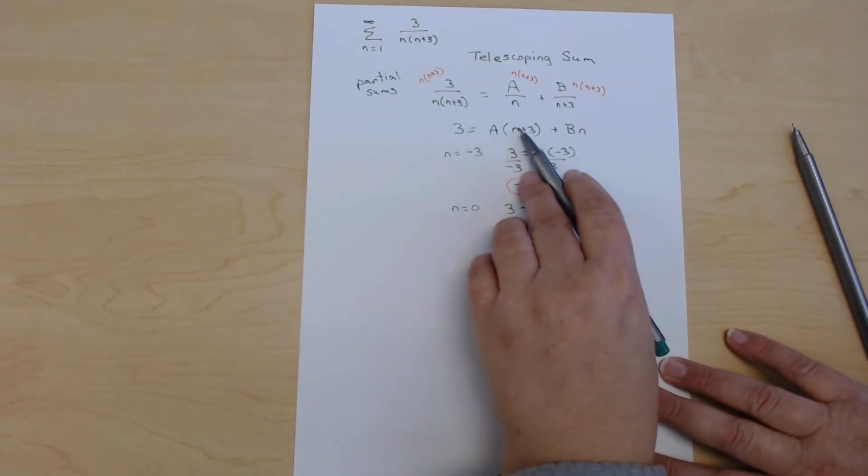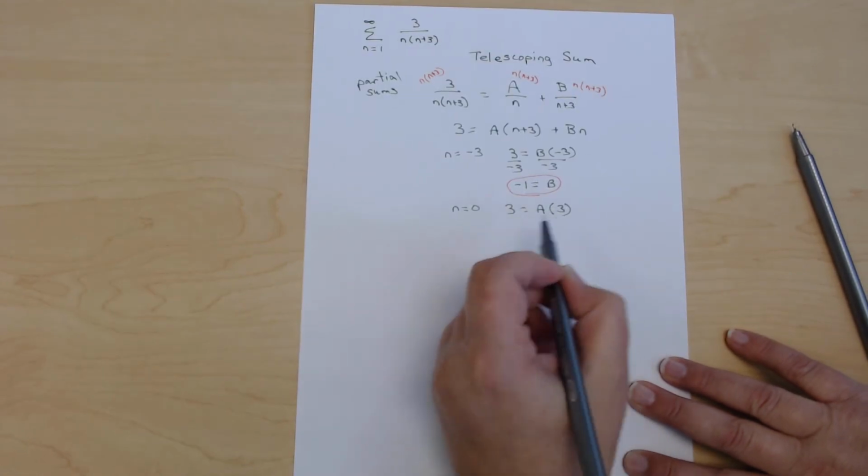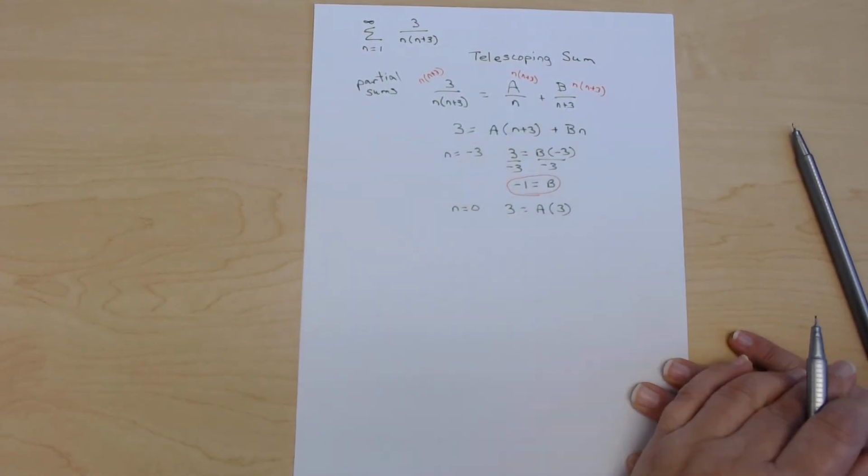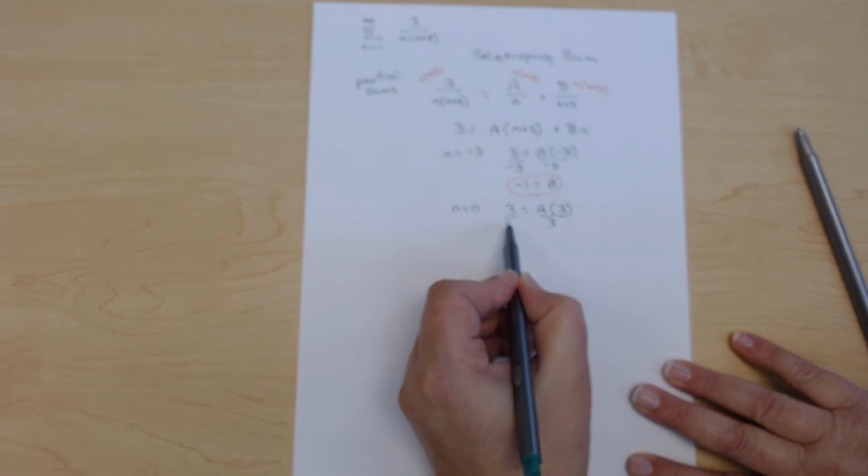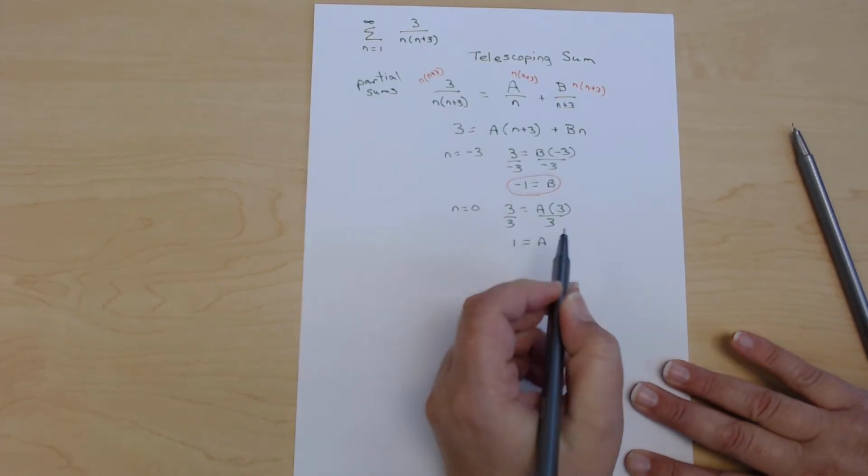Are we okay if we just write 3? The 0 goes in there, so we'll just write 3. And then when the 0 goes in here, the whole term drops out. Divide both sides by 3, and so a is 1.